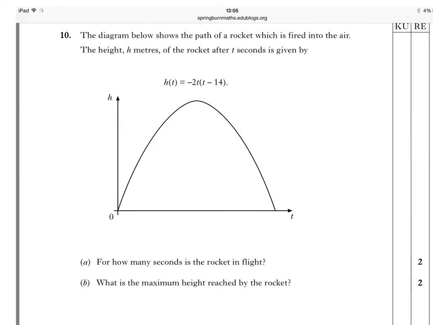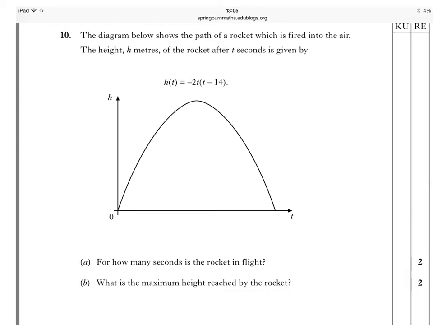Section 13, example 4. The diagram below shows the path of a rocket which is fired into the air. The height, h meters, of the rocket after t seconds is given by this formula: h equals minus 2t bracket t minus 14. Part A says, for how many seconds is the rocket in flight?